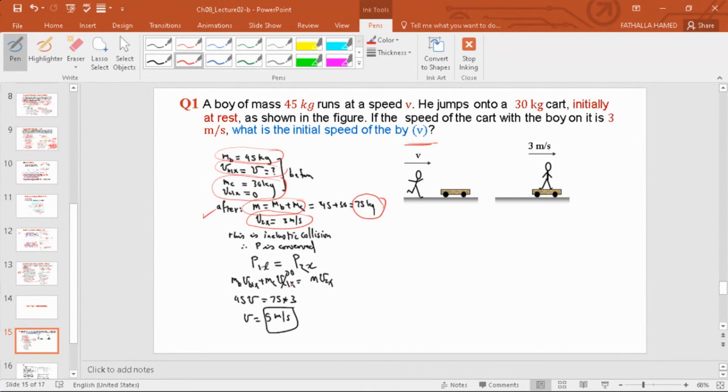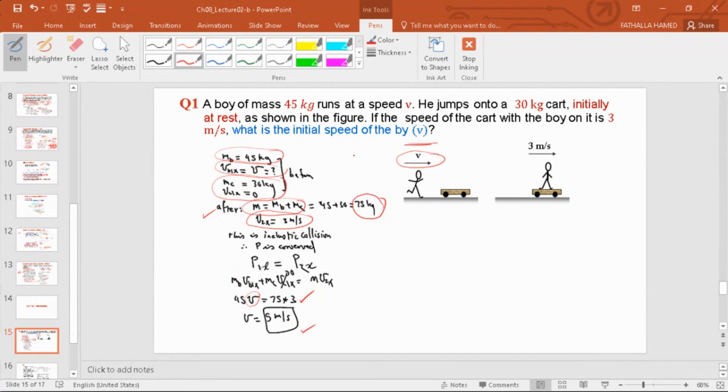Now, I know that VC1x, which is the initial velocity of the cart, is stationary, so that will give me 0. The mass of the buoy is 45. I want to figure out this. I will call it V here, which is the VB1x, should equal 75 multiplied by 3. So if you divide that, you will get V equals 5 meters per second. And this is now the initial speed of the buoy. Is this clear?